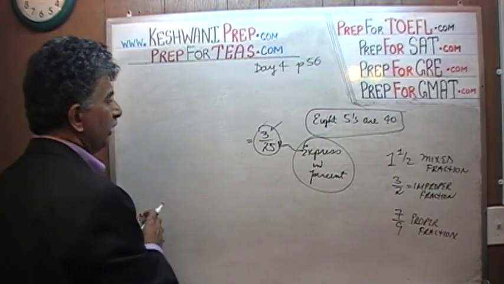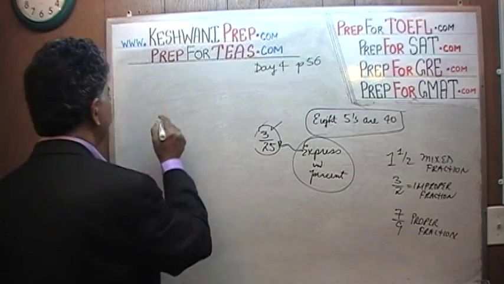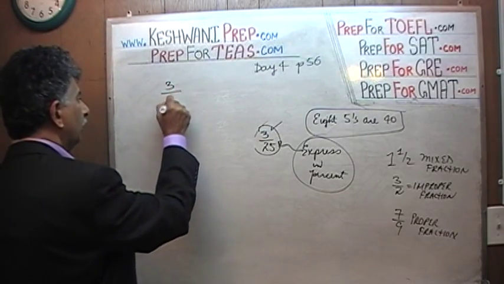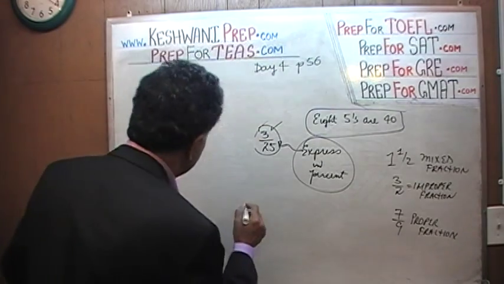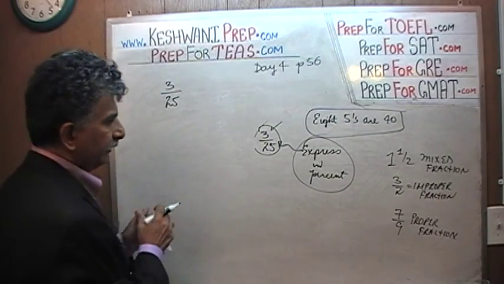3 over 25 is what we're dealing with. Where should we write this thing? I need the room.